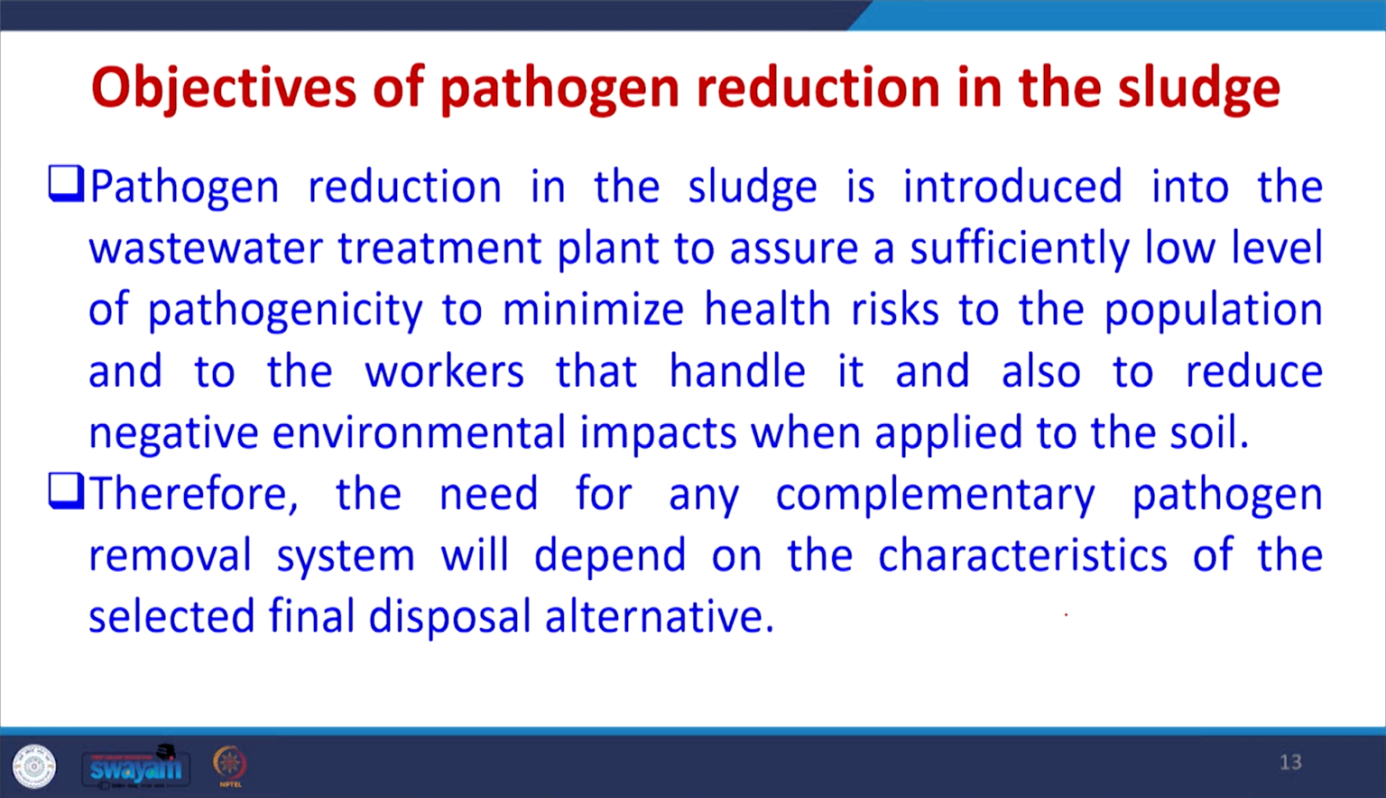Now, the objectives of pathogen reduction in the sludge, there must be certain objectives. Pathogen reduction in the sludge is introduced into the wastewater treatment plant to assure a sufficiently low level of pathogenicity to minimize the health risks to the population and to the workers that handle it. So, if pathogens are high, there is likelihood of some worker getting affected and his or her health may go down. So, we have to remove the pathogen, also to reduce the negative environmental impacts when applied to the soil.